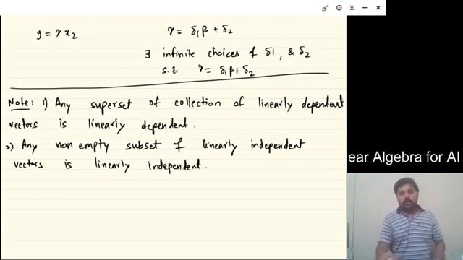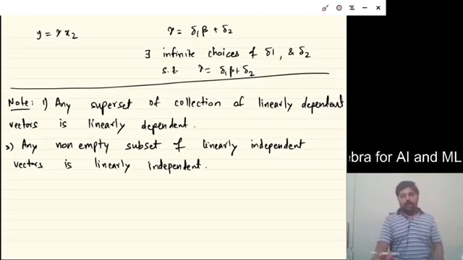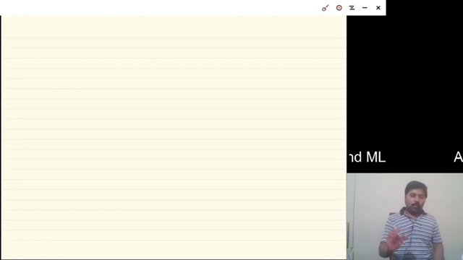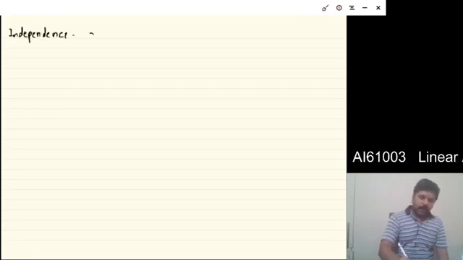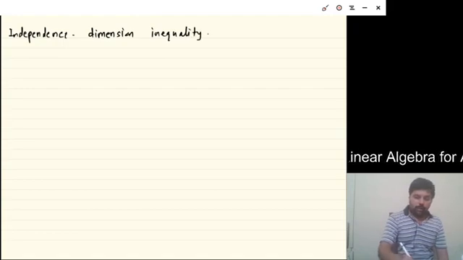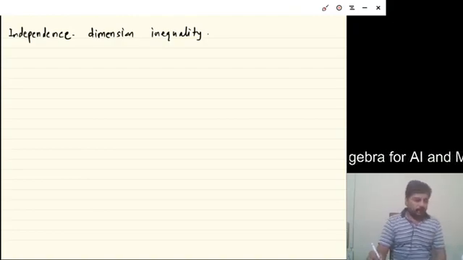Okay, so this is equally easy to prove. These two statements, I think you should think about them and make sure that you understand completely, because this is a very important concept that we will use subsequently. Now I want you to observe one important inequality, the independence dimension inequality. What is this independence dimension inequality saying?